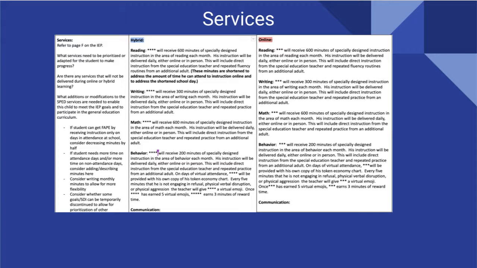In the student sample of the individual learning plan, the student's minutes have been shortened to address the predicted amount of time the student can attend to online instruction. This student has 45 minutes of reading instruction daily on their IEP plan. This has been decreased by 300 minutes to account for the change in schedule and their attention. The student also has repeated practice from an additional adult written into their individual learning plan.